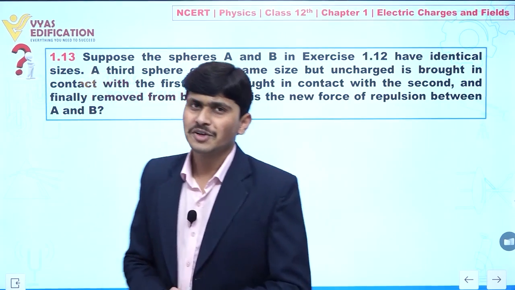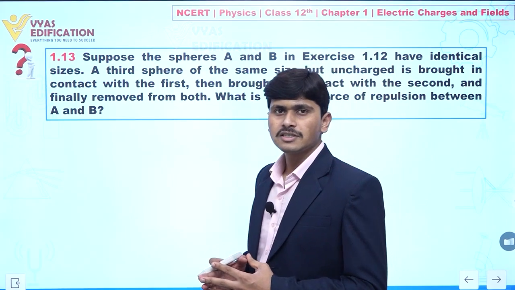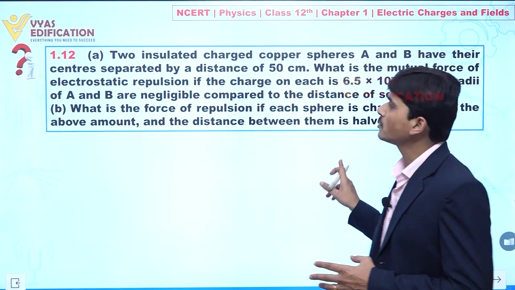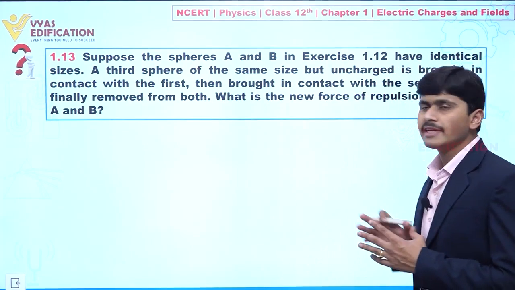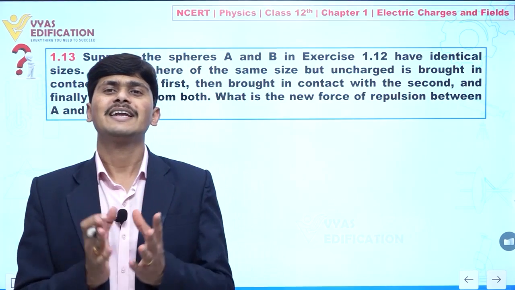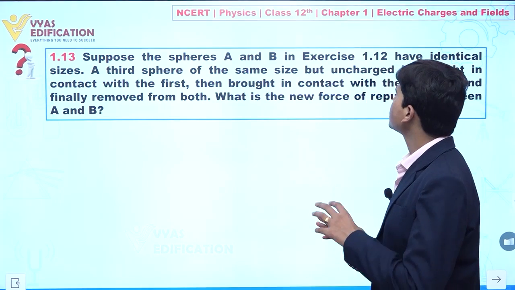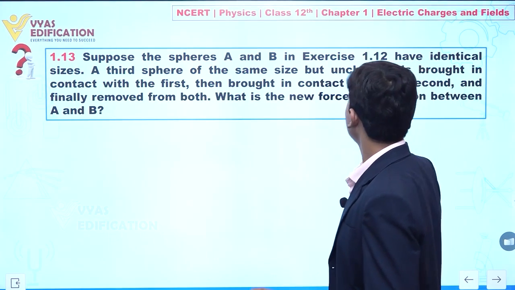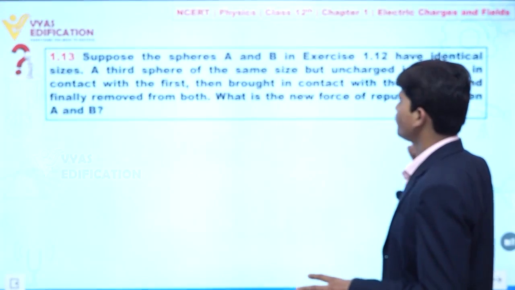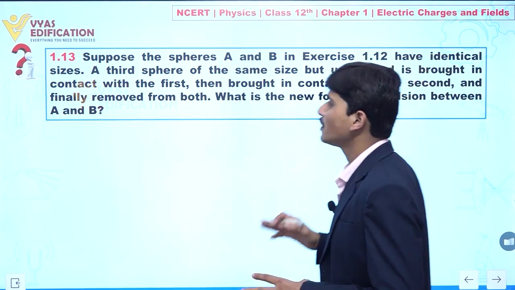Now next we are going to solve question number 1.13. In this question it is given to you, suppose the spheres A and B that we already solved in the previous question have identical sizes. Let's suppose we have two spheres and both have identical sizes. A third sphere of the same size but uncharged is brought in contact with the first, then brought in contact with the second. Finally it is removed from both of them. What is the new force of repulsion between A and B?